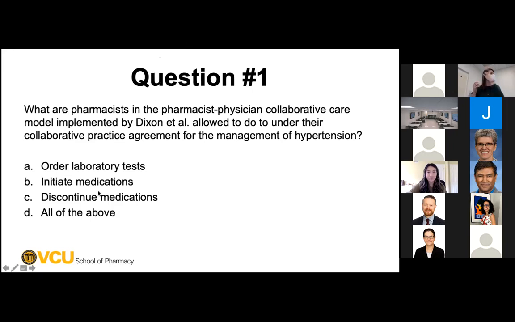Seems like everyone is answering correctly, and that is D, all of the above. So the point to really notice here is that this was a comprehensive collaborative practice agreement. They could initiate meds, order tests, and we want to keep that in mind when we think about the dissemination of the program, as well as why we may or may not see economic value associated with this type of program. Unlike some limited collaborative practice agreements, this isn't just titrating meds. It's pharmacists really practicing at the top of their license to provide the best care to patients with hypertension.